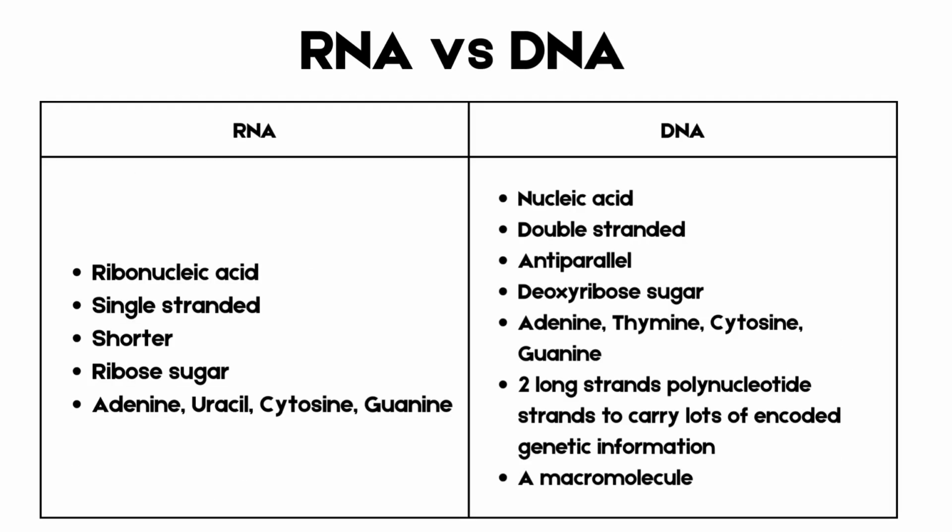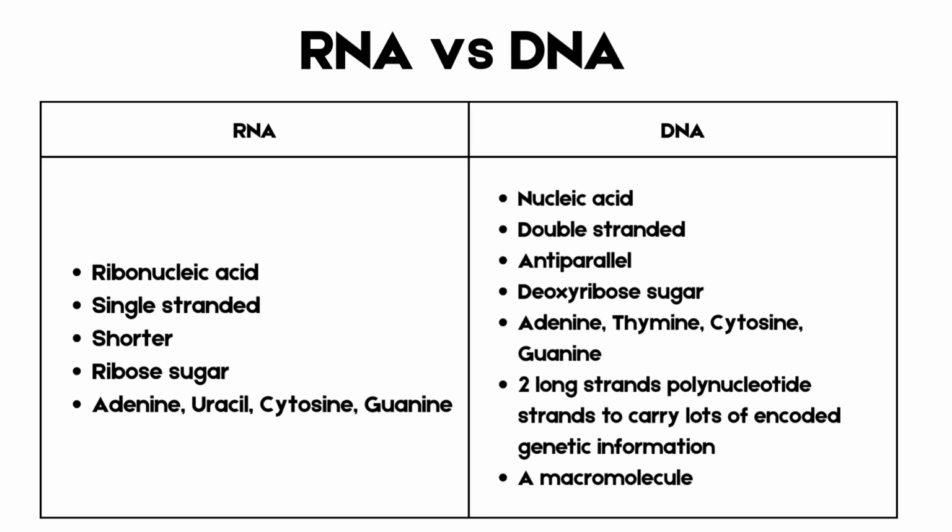Here's a quick comparison. RNA: single-stranded, ribose sugar, bases A, U, C, G, and shorter, often just a working copy of instructions. DNA: double-stranded, deoxyribose sugar, bases A, T, C, G, and very long, carrying lots of genetic information.